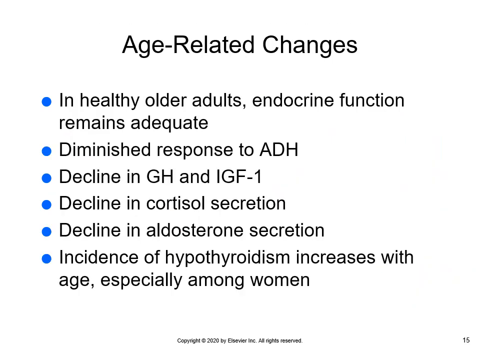What are the age related changes for older adults? In healthy older adults, the endocrine function remains adequate. There's not much change, right? There might be some diminished response to the antidiuretic hormone. Remember that with secretion of antidiuretic hormone, your urine is decreased, right? So with a diminished response to ADH, what's going to happen to the urine? It's going to be the opposite, correct?